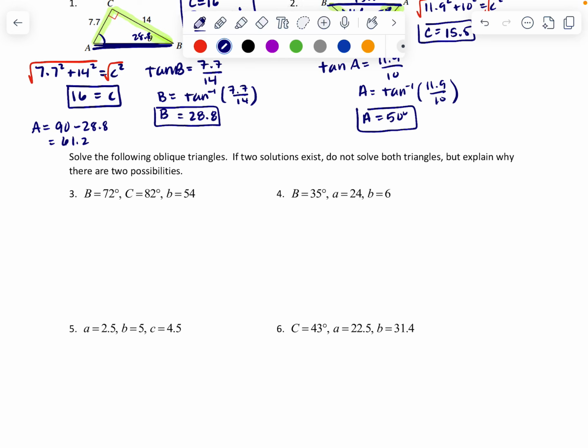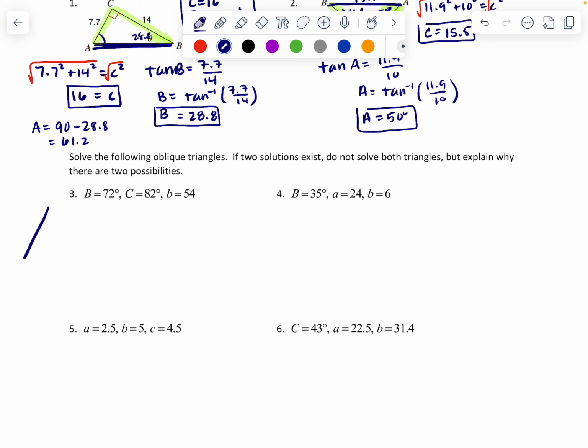All right, so this next part is solving triangles. The main thing here is to draw them out. And remember what I told you in class, if it's an ASS triangle, I do not expect you to solve it. Just tell me if it has 0, 1, or 2 solutions.